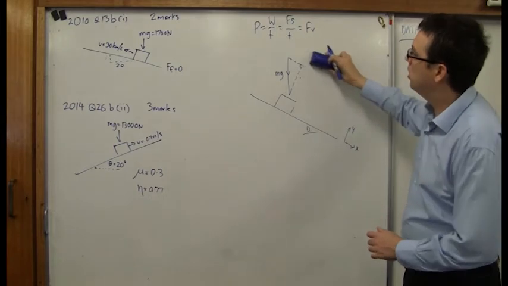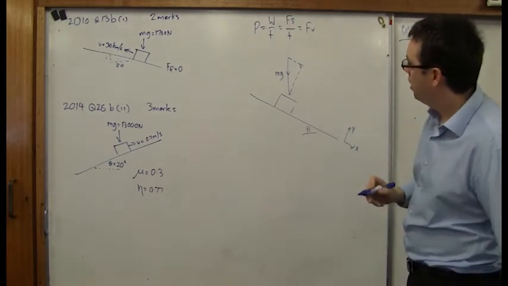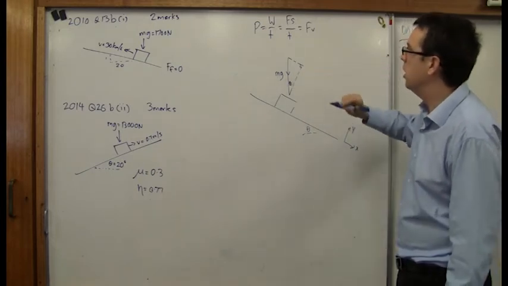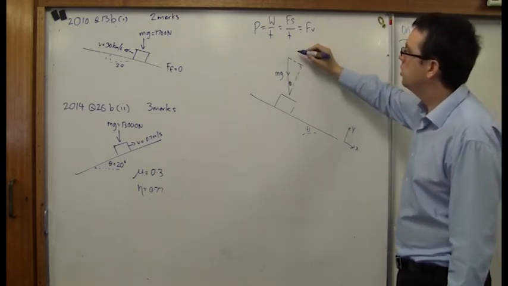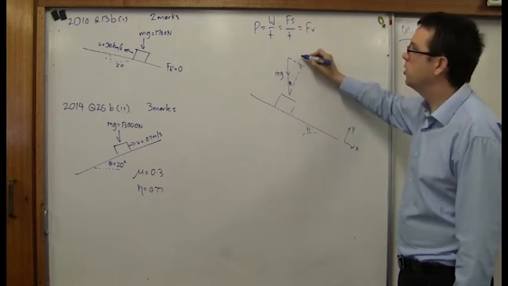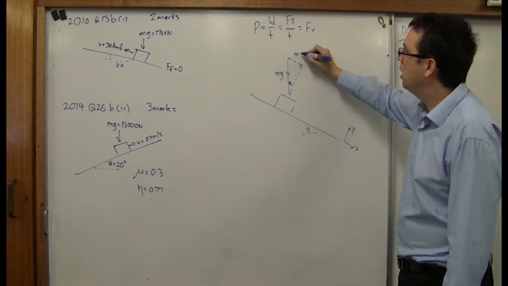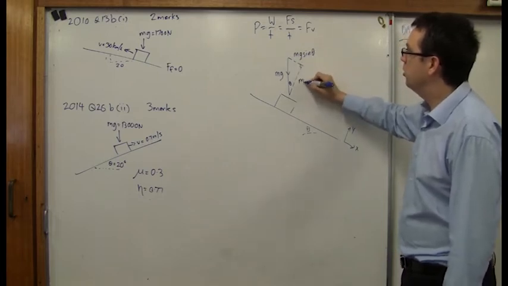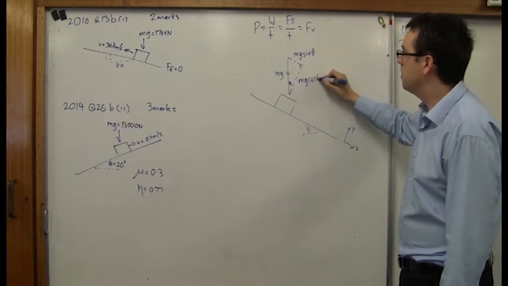So what we're going to do instead is use the angles. Now, we know that if this is theta, this is also going to be theta. It's going to be the same angle. And so we can ask, is this adjacent or is this opposite to our angle? This is opposite, so we're going to use sine. So that's going to be mg sine theta. And that's going to be mg cos theta.